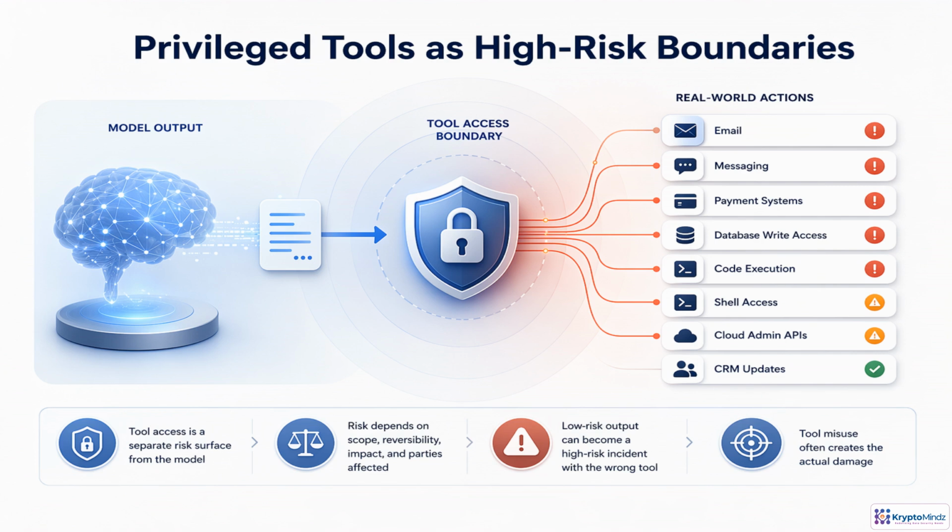Here, the key shift is that model output is not the same as real-world action. A mistaken answer may be harmless until an agent can send it as an email, issue a refund, update a CRM, run code, or touch cloud infrastructure. That tool boundary is where risk changes. Evaluate each tool by permission scope, reversibility, business impact, and who else is affected. Read-only search is very different from database writes or shell access. Threat model tool access separately and put stronger controls around actions that are destructive, external, or hard to undo.